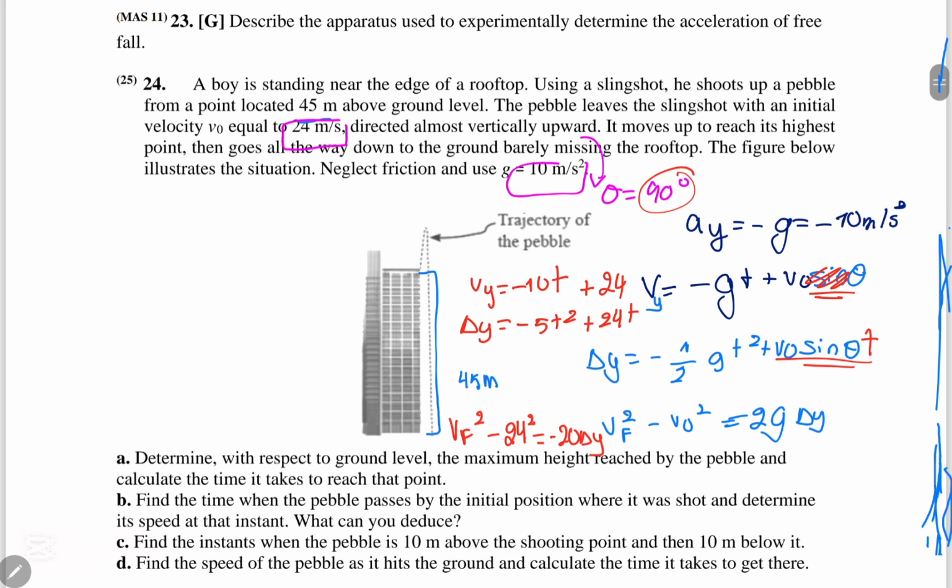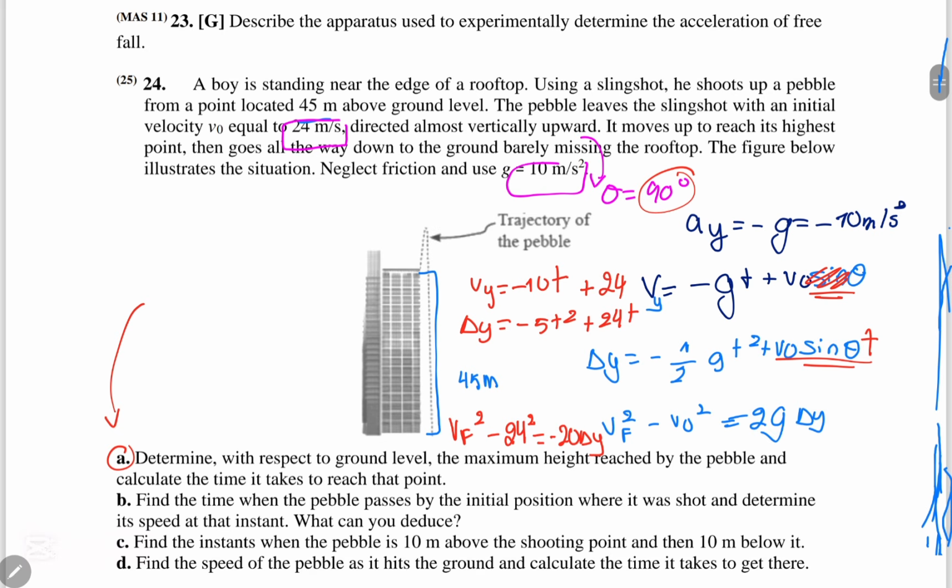So what do they want in part A? They want us to determine, with respect to ground level, the maximum height reached by the pebble and calculate the time it takes to reach that point. Now, actually, there are so many ways to do this. I'm going to use the equations. I said this, you guys should know the equations. I'm going to do this as a general recap. So imagine this is a preparation for the next section, okay?